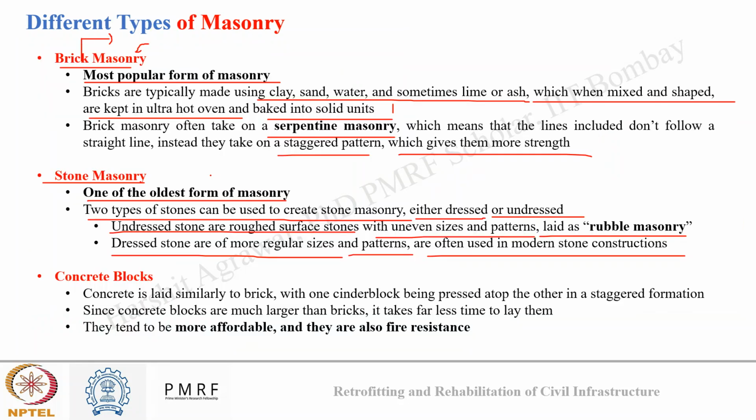Okay. The final category is concrete block masonry. Here concrete is laid similar to brick, with one cinder block being pressed on top of the other in a staggered formation. So here also a staggered formation is used for placing the concrete. Since concrete blocks are much larger than bricks, they take far less time to lay, they tend to be more affordable, and they are also fire resistant. These are some of the major advantages of using concrete blocks over brick masonry, and that's why it is seeing more application in recent times.